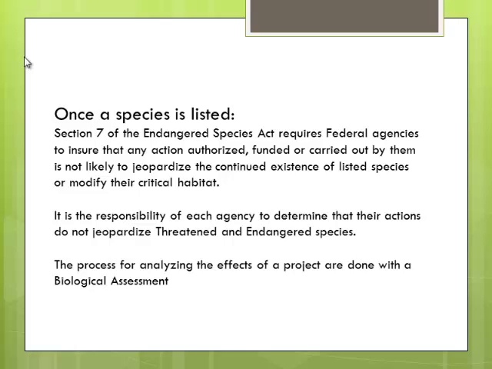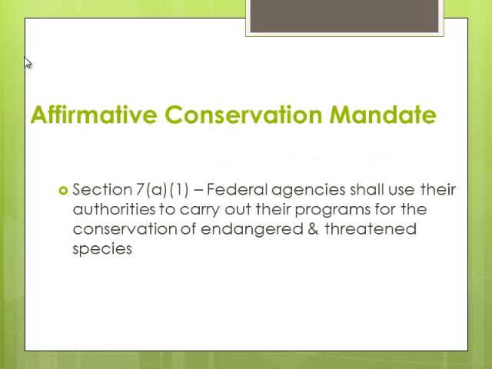I think people get very scared of the idea of jeopardy and some of the words that are very scary, so I want to talk about those words first. But also I want to talk about really quickly Section 7(a)(1): federal agencies shall also use their authorities to carry out programs for the conservation of endangered and threatened species. So not only do they need to make sure they're not jeopardizing, but they also need to make sure that what they're doing is trying to conserve these species in the process.